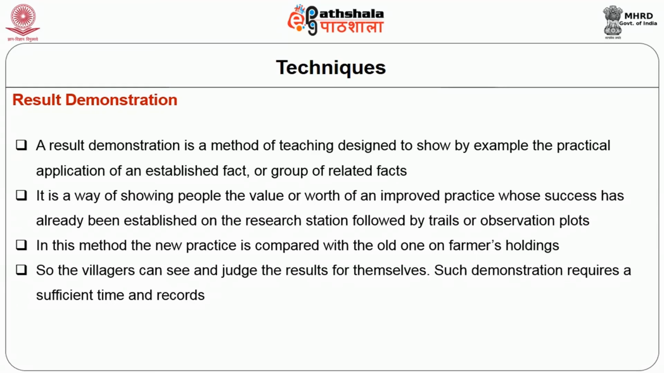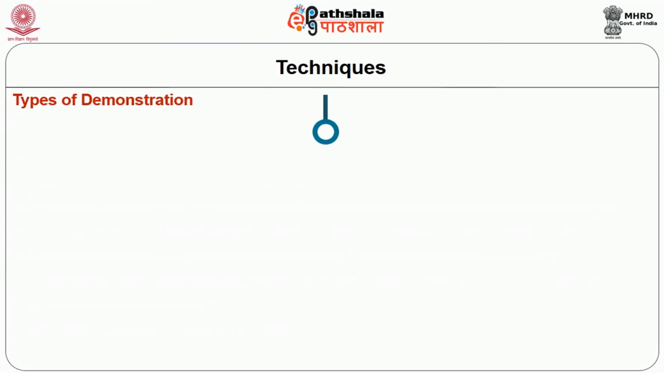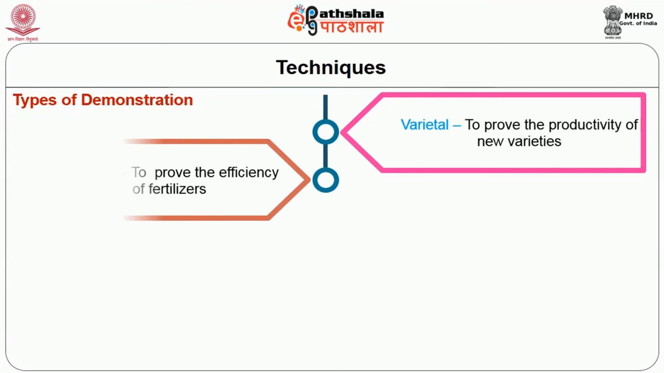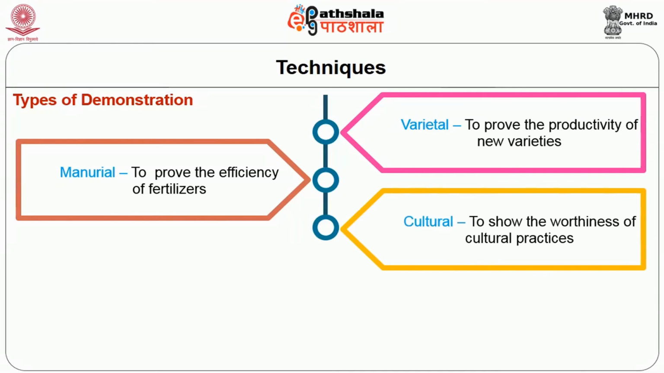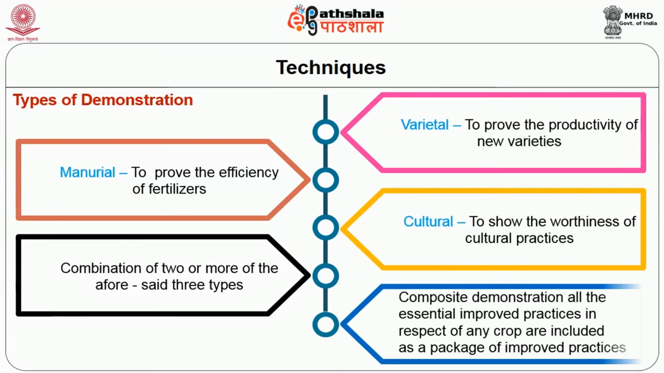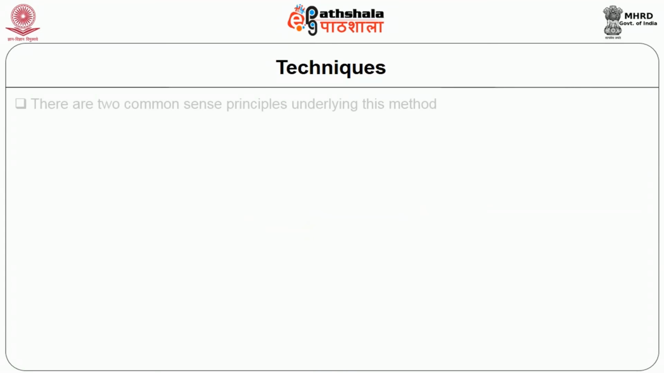Such a demonstration requires sufficient time and records. It is in no sense an experiment or a trial. The result demonstration may be varietal to prove the productivity of new varieties, it may be manurial to prove the efficiency of fertilizers, it may be cultural to show the worthiness of cultural practices, or it may be a combination of two or more of the aforesaid types. Composite demonstration is one in which all the essential improved practices in respect of any crop are included as a package of improved practices. There are two common sense principles underlying this method.